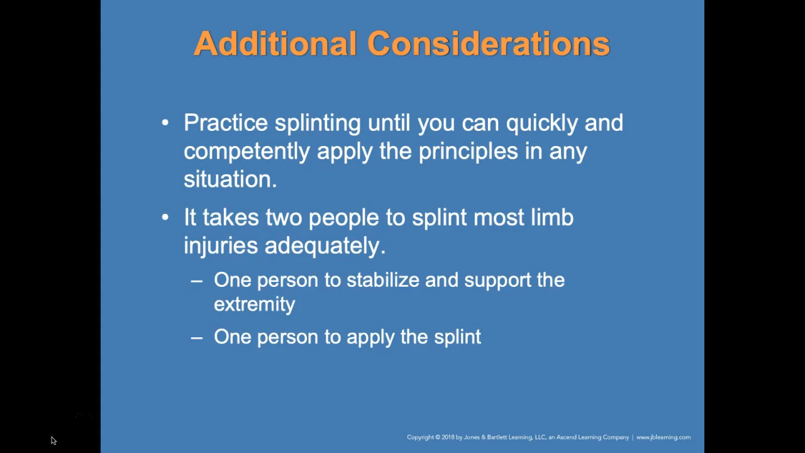We need to practice splinting until we can do it quickly and competently. You might not see these all the time, so it's important that we know how to do it when the time comes. It takes 2 people to splint most limb injuries adequately. One person's going to stabilize and support the extremity, and the other one's going to apply the splint. That goes for just about every one of these that we just talked about. We can do some of them on our own, but like those long bone fractures, we need somebody to hold and stabilize that limb until we can get it splinted correctly.